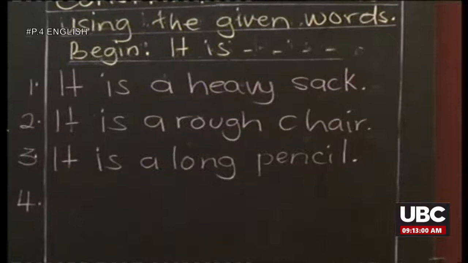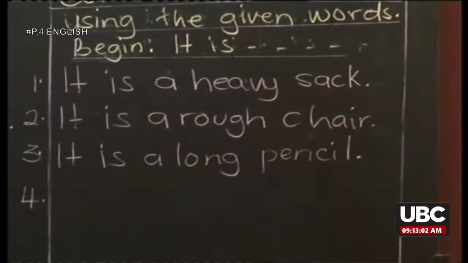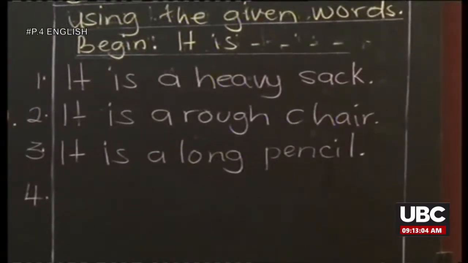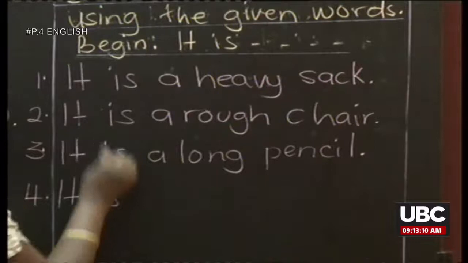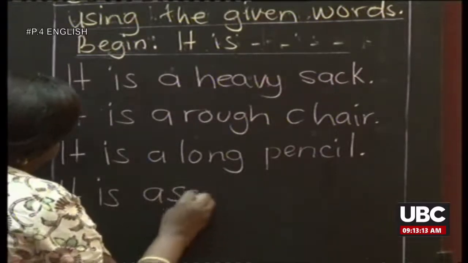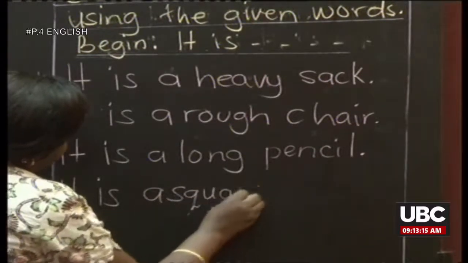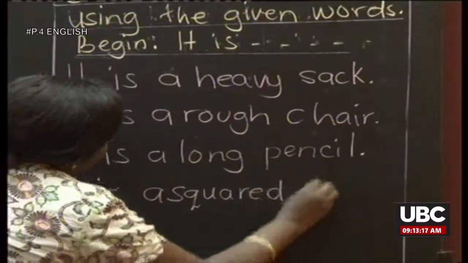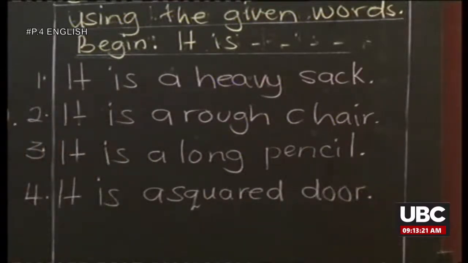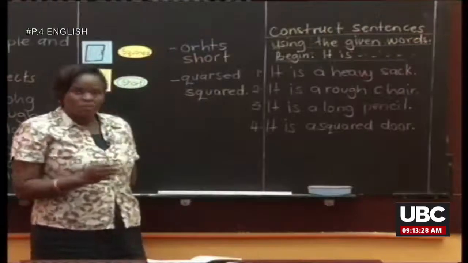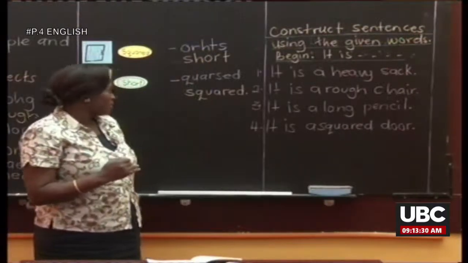Who is giving it to us using the word squared? Yes, let's take that one and we say, following the instruction, it is a squared door. It is a squared door. It can also be a squared box. It can be a squared chair, table, a squared window. You are describing the noun.